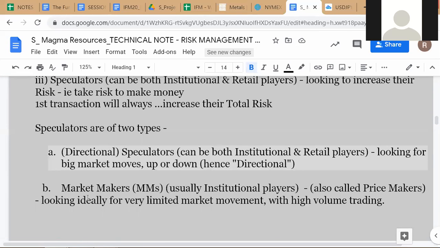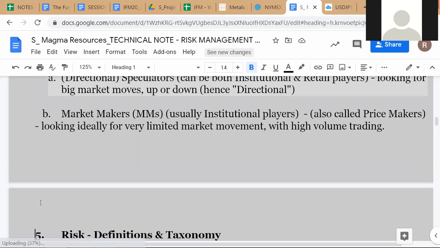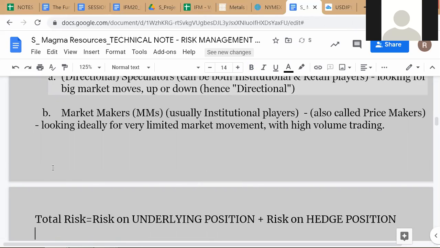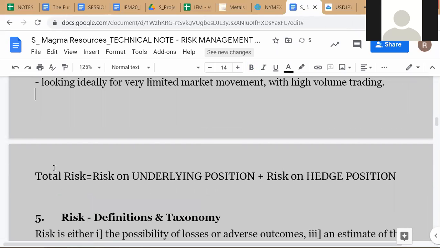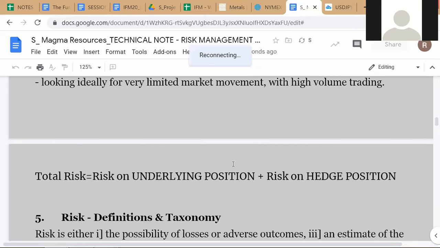So let's write it here. Total risk is equal to risk on underlying position plus risk on hedge position. Okay, so you have some idea. Now we'll still explain this properly, but I think by now you have some flavor of what is meant by.